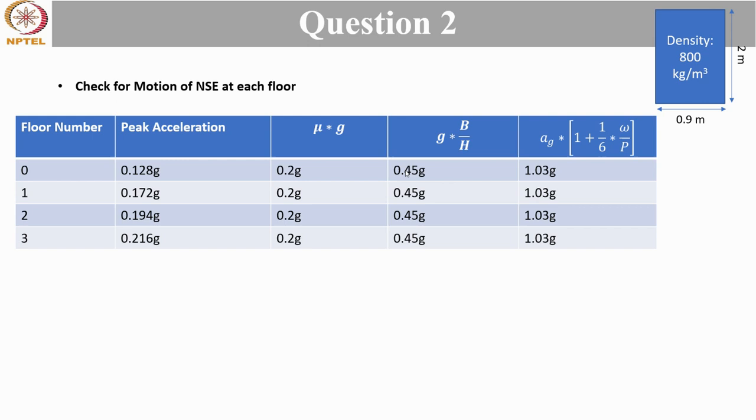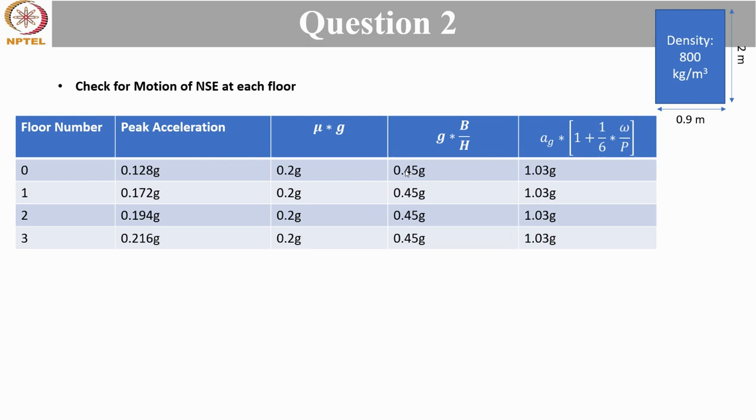Now we will talk about a non-structural element. Dimensions we know, mass we know. So we will first calculate the required entities that help us define which type of motion it will undergo. There are three critical entities: mu g, g into b by h, and ag into 1 plus 1 by 6 omega by p.